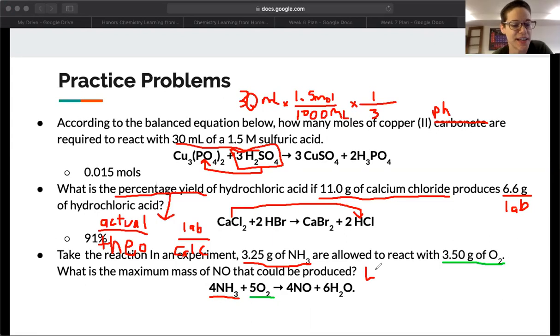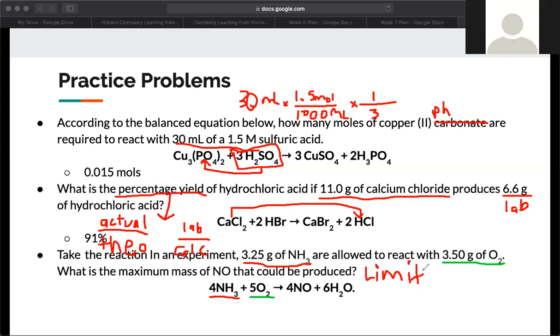Starts with an L. What's the next letter? I. What's the next letter? M. Lime. Shut up. Limiting reactant. Limit. Ha ha. I said it first. Okay.